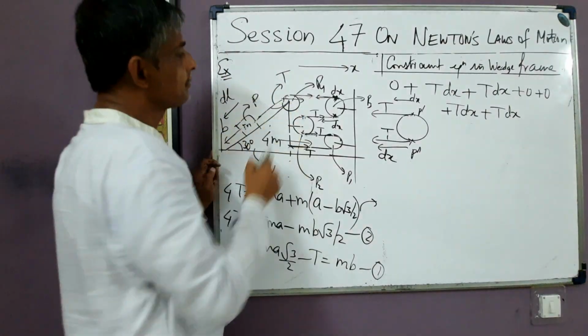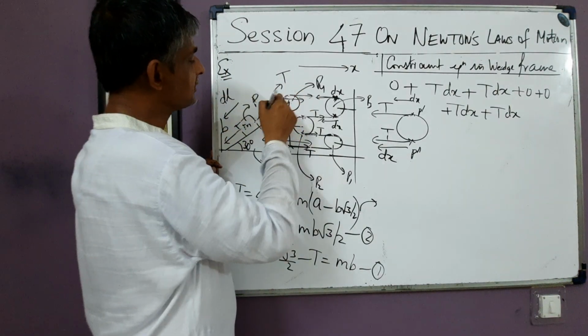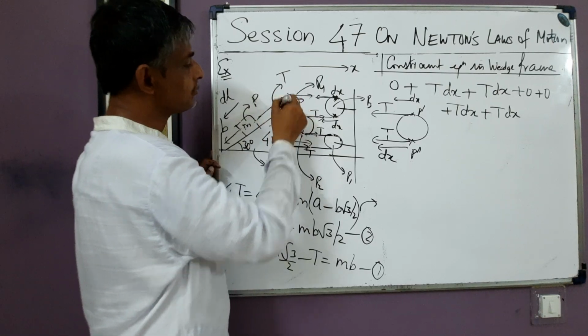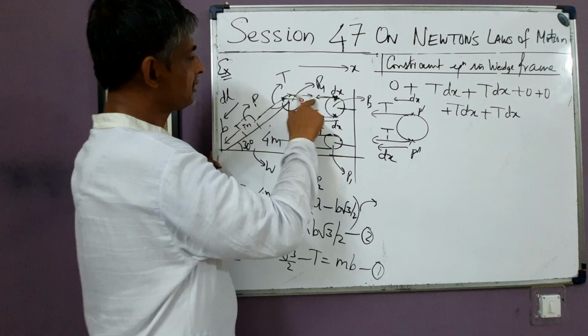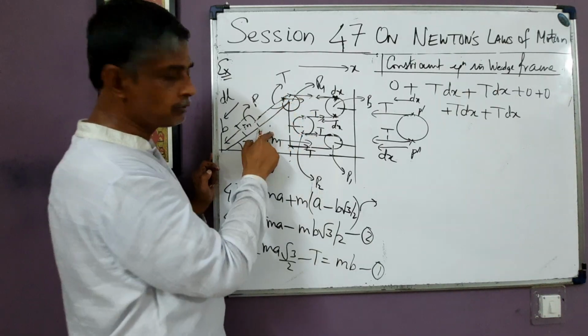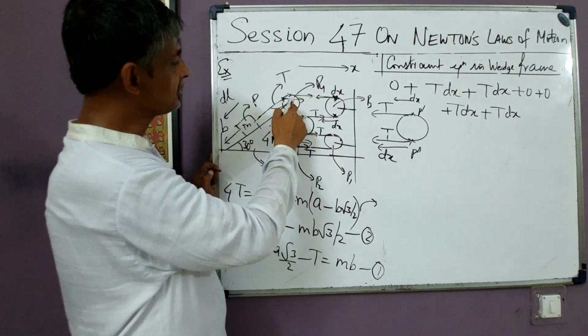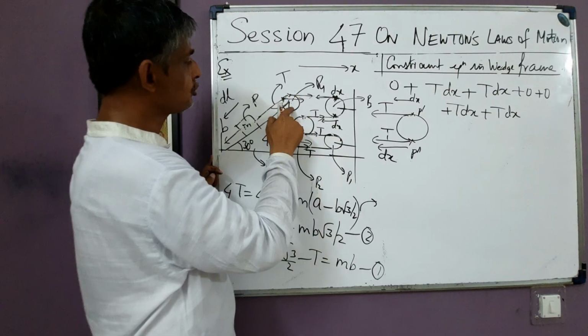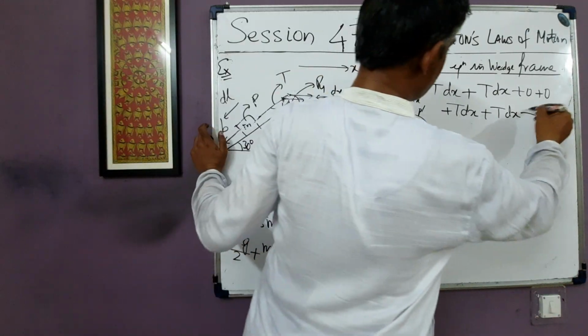Now you see this pulley P4. The string exerts a force effectively at 2 points, this point and this point. So the work done by the string on the pulley P4 at this point will be T into the displacement of this pulley with respect to the wedge, which is 0, because this pulley is rigidly fixed to the wedge. So this T will do 0 work on P4 at this point. So we add a 0.